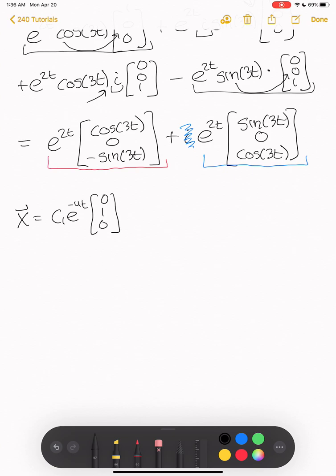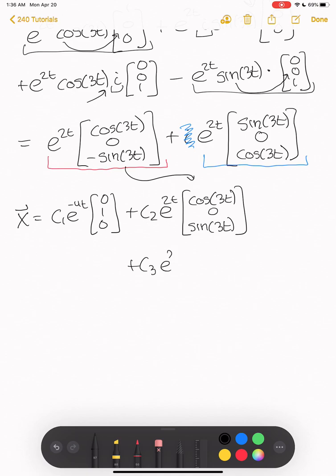So we still had that real valued solution, right? And then we have plus c2 e to the 2t. And then this goes in here. So cosine 3t, 0, sine of 3t. And then plus c3 e to the 2t, this part now. Sine 3t, 0, cosine of 3t. And notice how there's no more i's involved. There's no imaginary numbers left, and I have three linearly independent solutions.